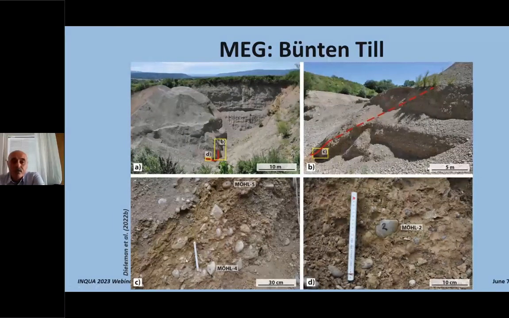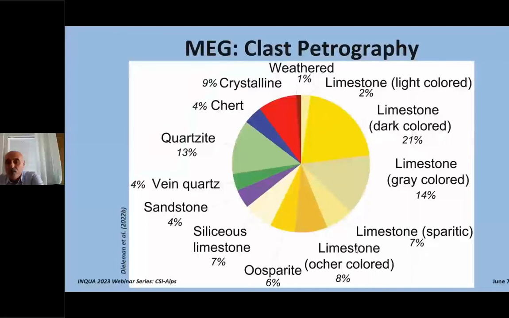So our PhD student Katerina Dieleman did sample these, and first she counted the clasts. What she found from this pie chart is that 70% of the material in this gravel pit is coming from the Alps. So it's an alpine origin material.